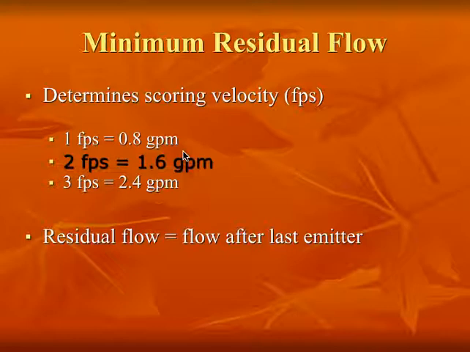Now, this is the flow rate that we have to have, or the residual flow we have to have for each lateral. So the more laterals, the higher the flushing flow rate we're going to need to have, or at least the pump is going to have to be able to provide to that drip network.